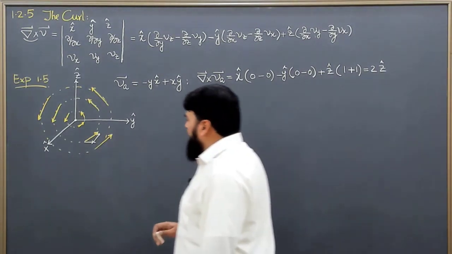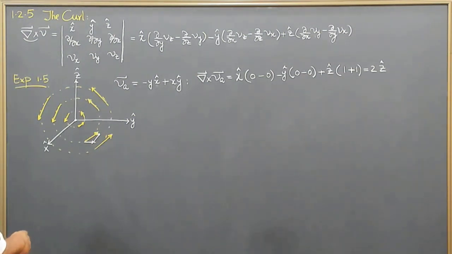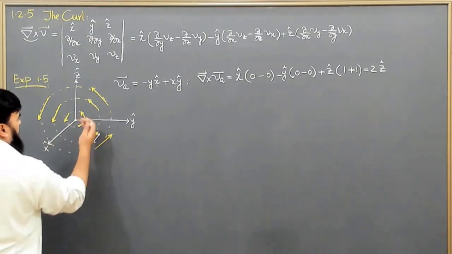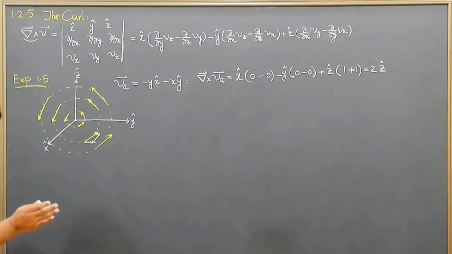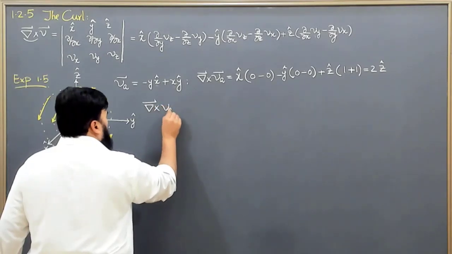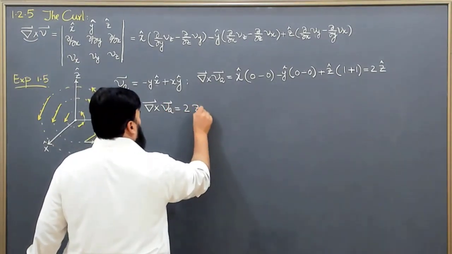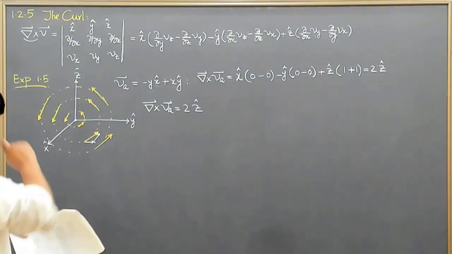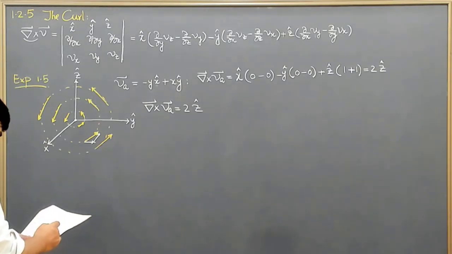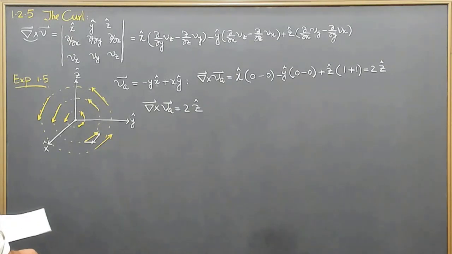So we can say that as it's a two-dimensional curling, and it's in the xy plane, so it will be in the z-axis, like xy plane here, and this is the z-axis. And we are having the curl of this vector VA is equal to 2 in magnitude and z in the direction. The z unit vector is the direction of this.